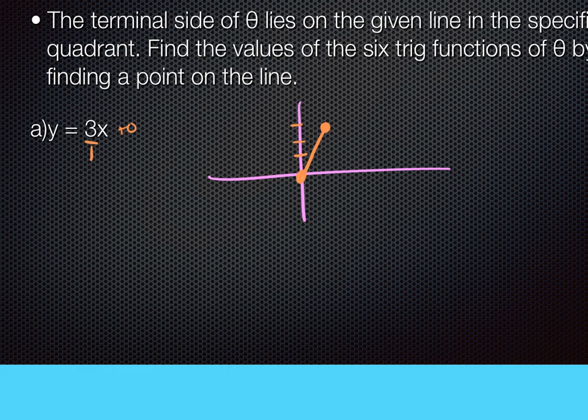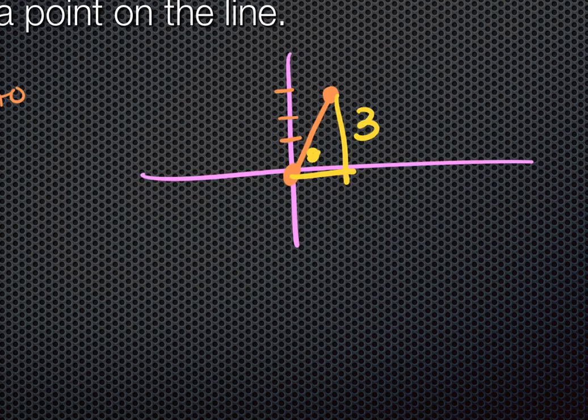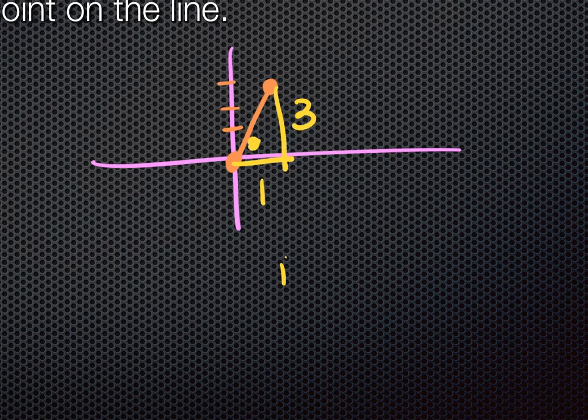So I'm going to close it in. I'm going to put theta in the corner. I went up 3 and I went to the right 1. So now I have the 2 sides of my triangle. How do I find the remaining side? Pythagorean theorem again, 1 squared, 3 squared. We've done this. This is 10. So r is the square root of 10.